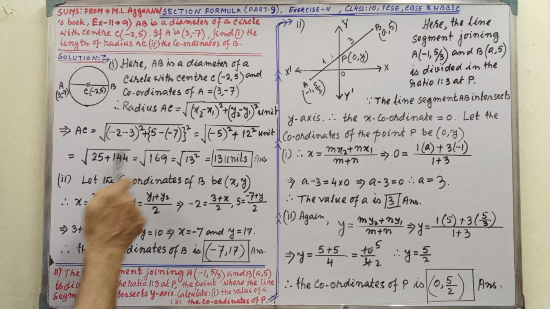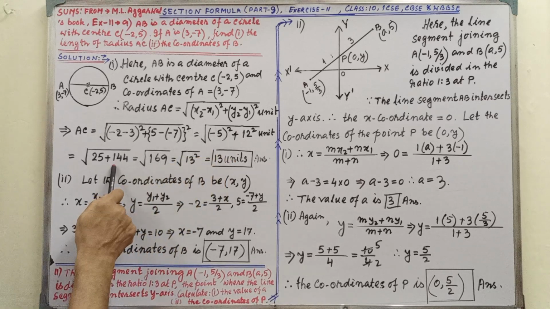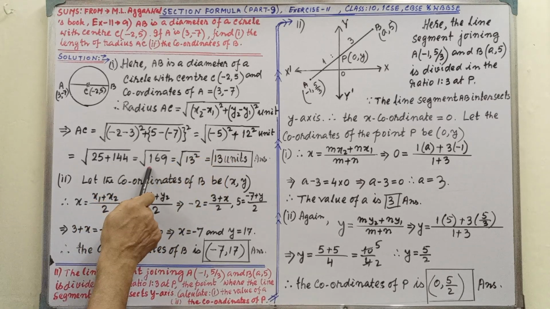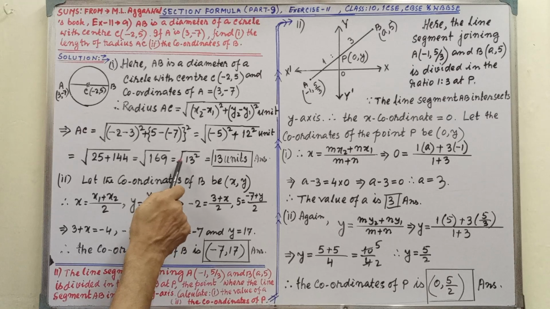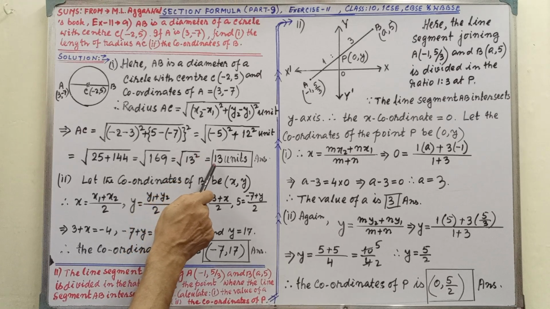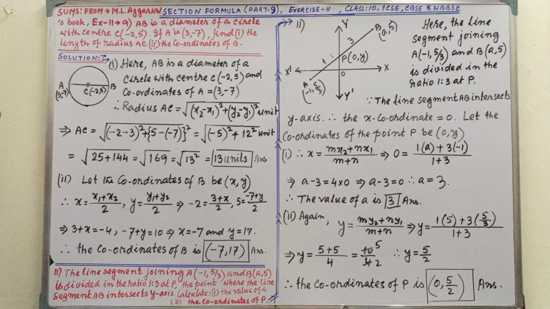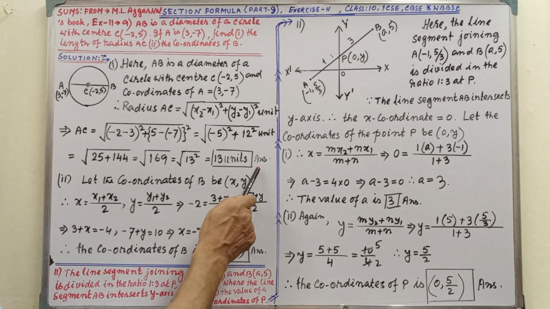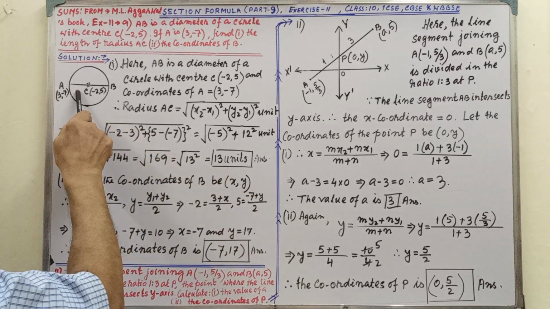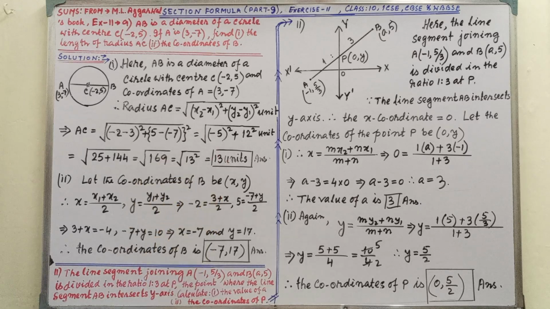5 square, that is 25, and 12 square, that is 144. By adding we are getting 169. So root over 13 square, the root and square will be eliminated. Then it will be 13 units. The radius of the circle is 13 units. First part is completed. Next we have to find out the coordinates of B.